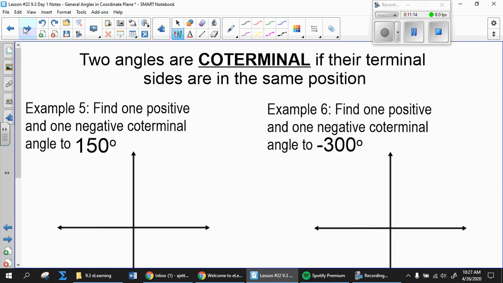Okay. Last thing I want to talk about here is this term called coterminal. Coterminal simply means, kind of like it sounds, coterminal. Co-captains are two people that are the captains. Coterminal is two angles that have the same terminal side. So it's two different angles that have their terminal side in the exact same spot. Well, we just talked about that.